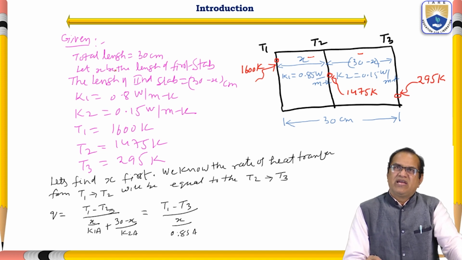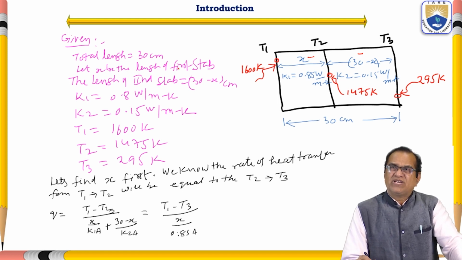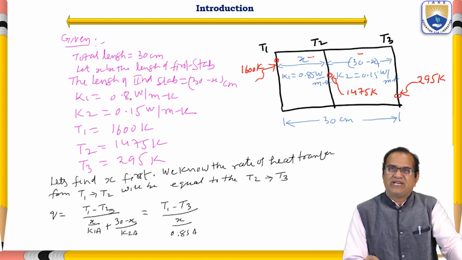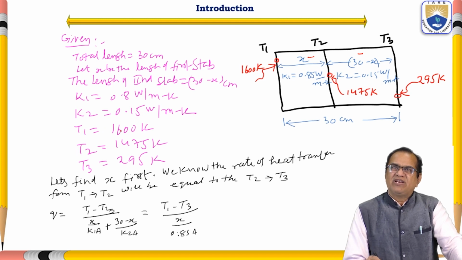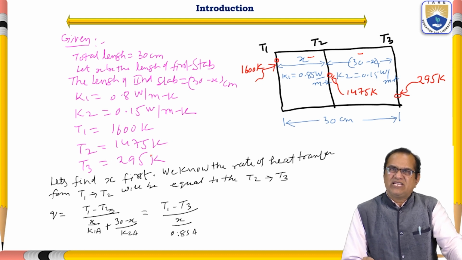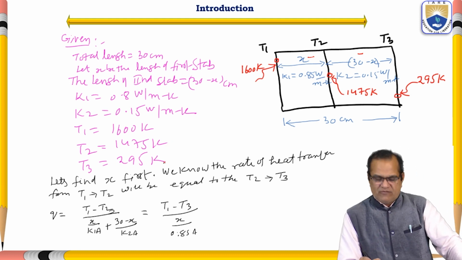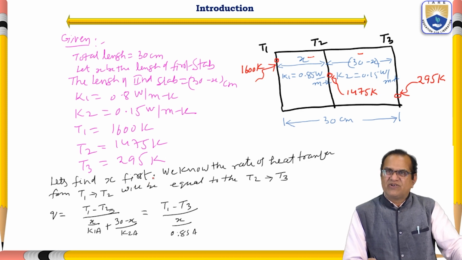It is given. Let the layer of the first slab be X. So the next slab will be 30 minus X. K1 is equal to 0.85 watt per meter Kelvin. K2 is equal to 0.15 watt per meter Kelvin. T1 is equal to 1600 Kelvin. T2 is equal to 1475 Kelvin. T3 is equal to 295 Kelvin. Let's find the X first.